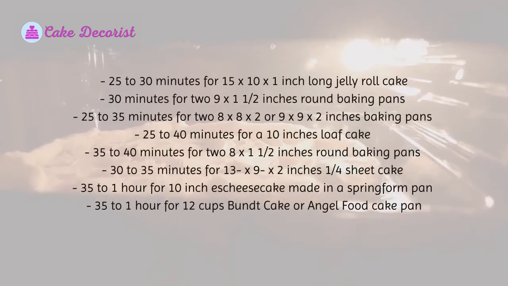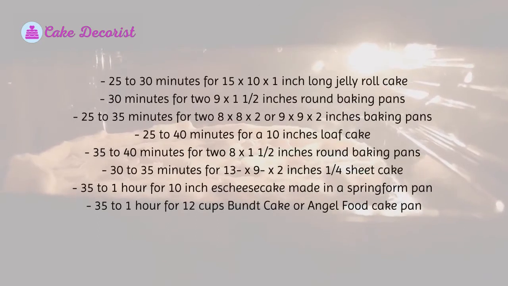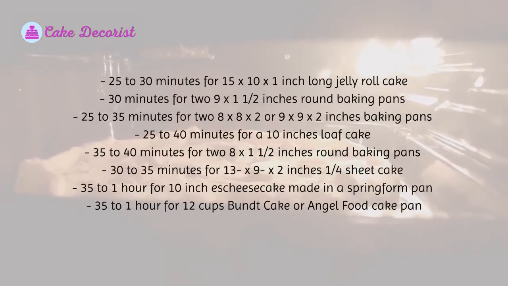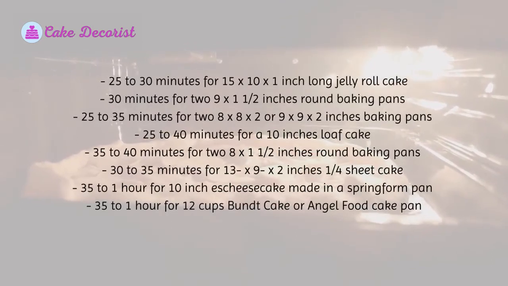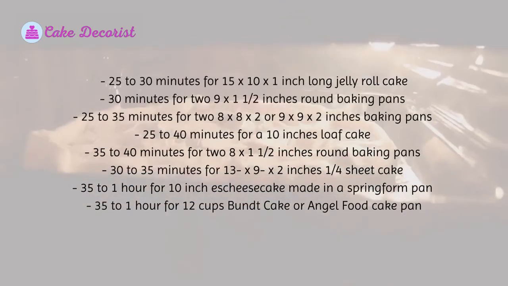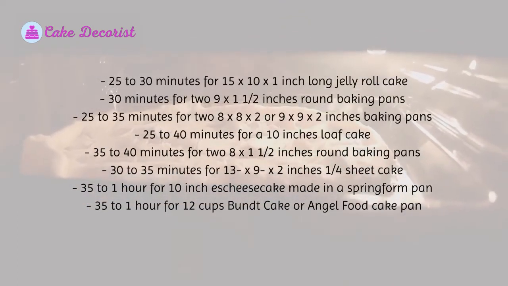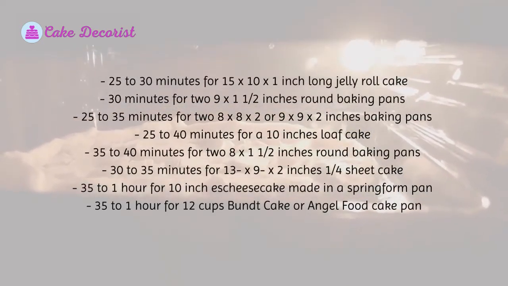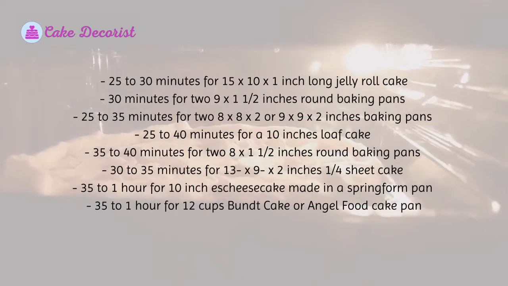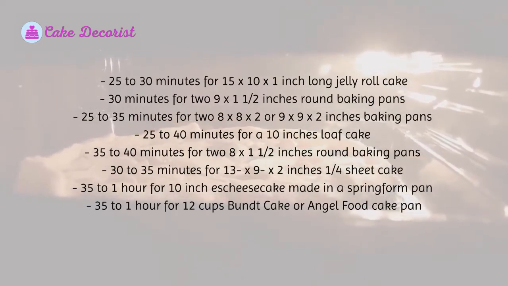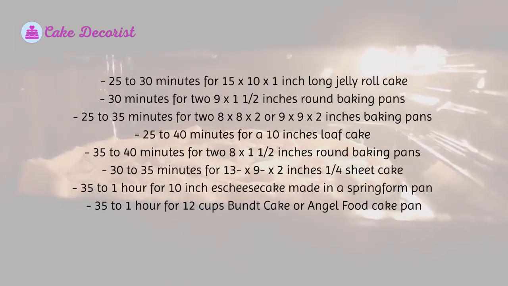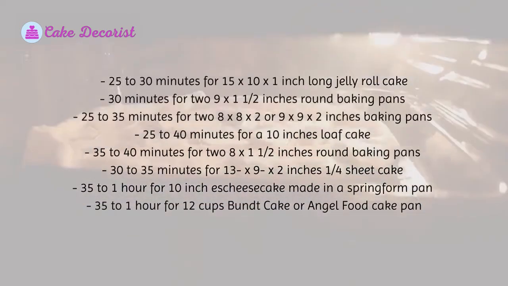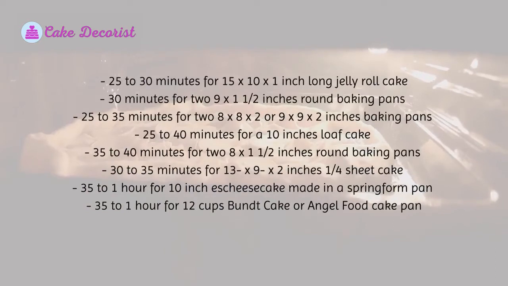25 to 30 minutes for a 15 by 10 by 1 inch jelly roll cake. 30 minutes for two 9 by 1.5 inch round baking pans. 25 to 35 minutes for two 8 by 8 by 2 or 9 by 9 by 2 inch baking pans. 25 to 40 minutes for a 10 inch loaf cake. 35 to 40 minutes for two 8 by 1.5 inch round baking pans.